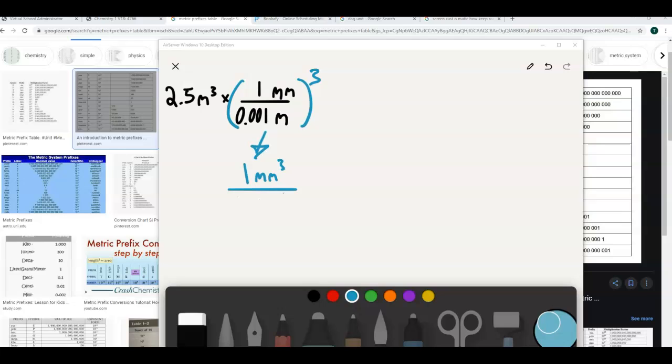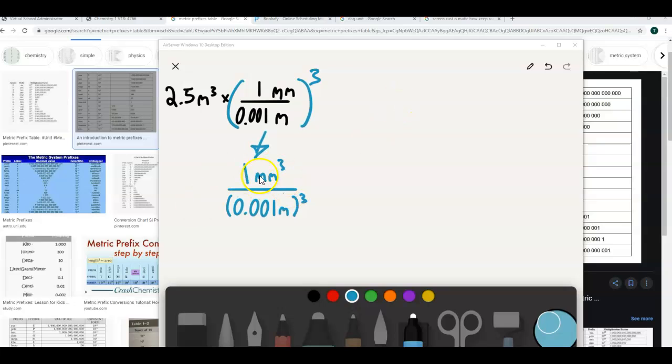And as you can probably guess, that's going to be a very long decimal that I don't really want to write down just yet. I'd rather wait till the calculator puts it in for me. So what I'm going to do is keep that in parentheses. I'm just going to write this as 0.001 meters cubed. I'm not going to change that just yet. I'm not going to do the math there yet.